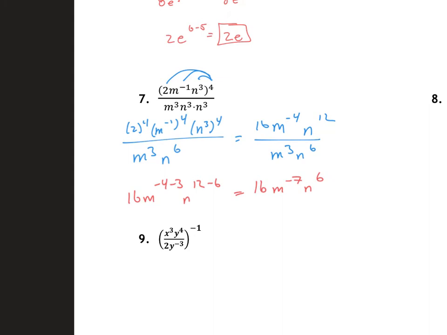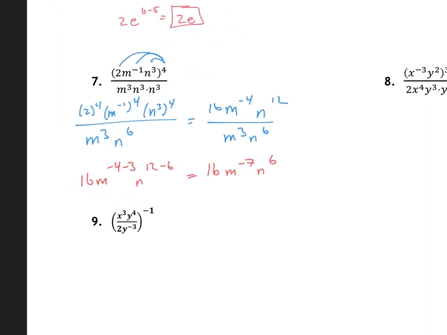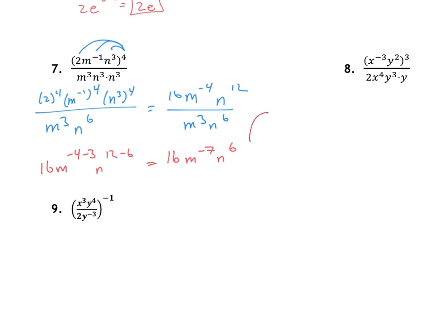One rule that we'll talk about at the end is you cannot have any negative exponents in your answers. So what I'm going to do here is keep the positive up top and move the negative down to the bottom. So I get 16n to the 6th divided by m to the 7th. And I'll write down the 3 general rules at the very end for you.